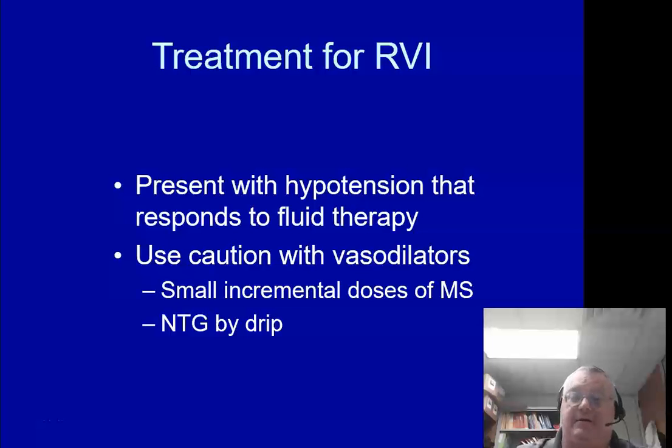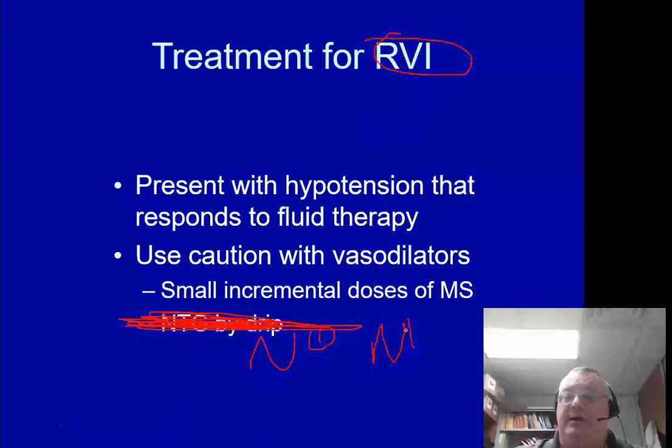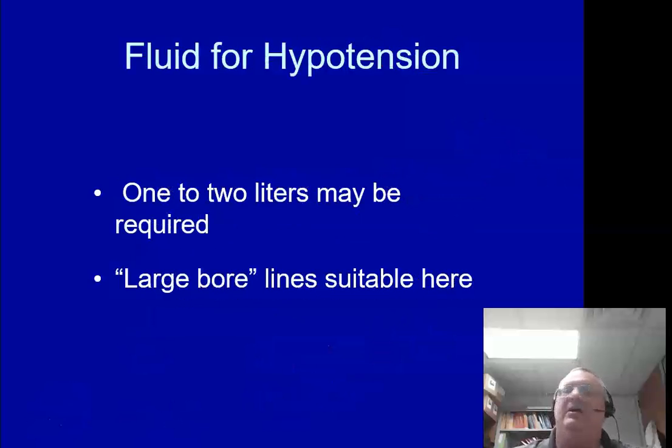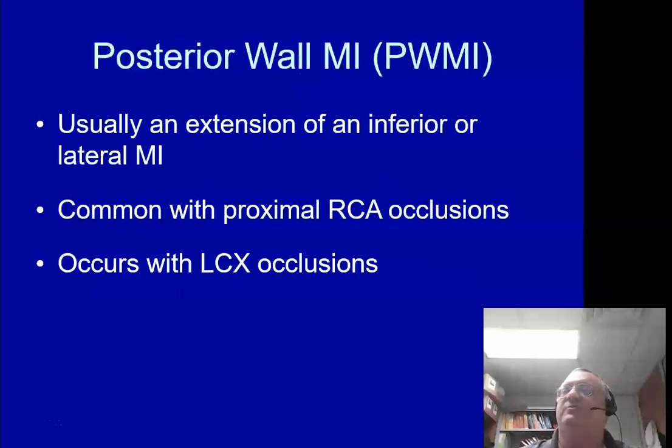I would say I'm going to cross that out actually. If you do nitro by drip, I would probably want an A-line in, so I knew their blood pressure. If they have right ventricular involvement, no nitro, none, zilch, or anything else that's going to vasodilate them. You lose that preload, you will never get it back. I'm going to say that again with feeling. You will not ever get it back, okay? Now, again, 1 to 2 liters of fluid. Again, large bore IVs are suitable here.